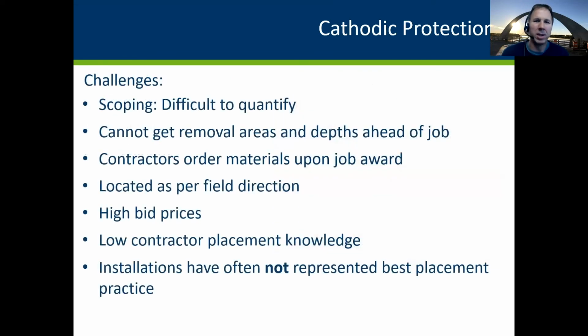The challenge with cathodic protection, or including anodes, is that we have a hard time understanding how many we need at time of bid. So we'll give a quantity in the plan so that the contractor can order materials ahead of the job. But that means when they mark out areas after sounding the pier cap, there's going to be some field interpretation of where these anodes will go. And they may look to you to understand and direct them.